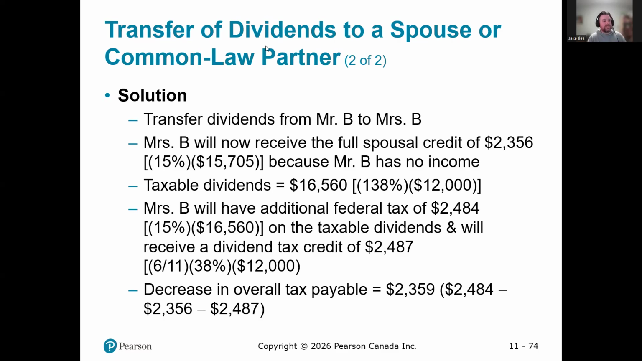So this transfer of dividends cannot always be done. It can only be done in a situation that will create or increase the spousal credit. So what this means is we can only transfer dividends when their income is using up all of a spouse's basic personal amount, but not all of the dividend tax credit. So it's only functional when the spouse's income is below a certain threshold.